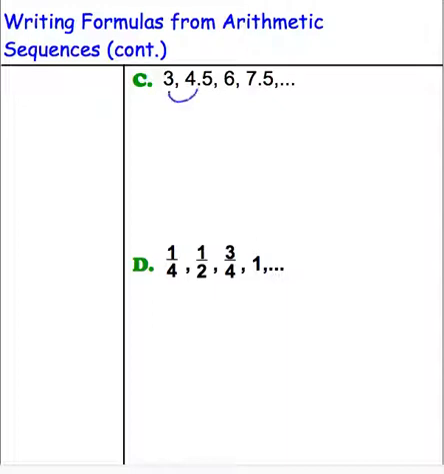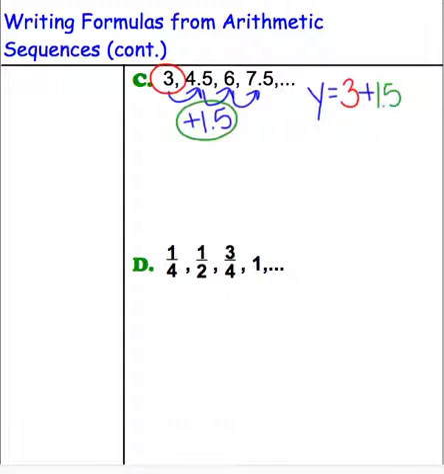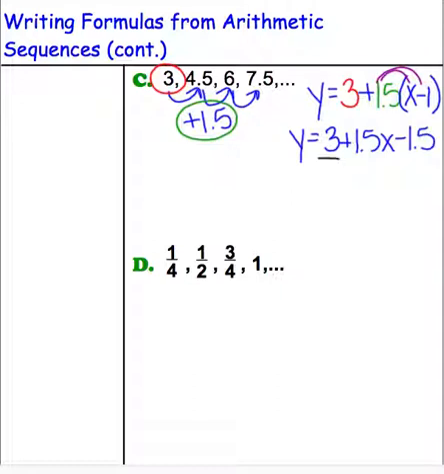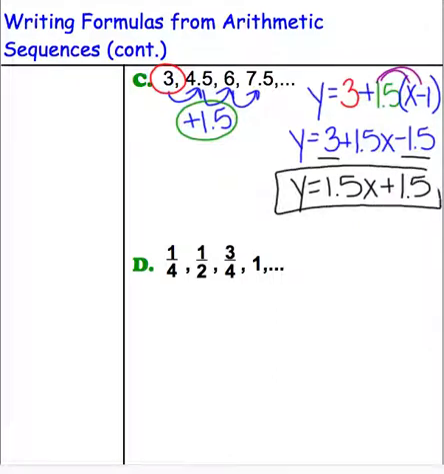When I take a look at the common difference from 3 to 4.5, 4.5 to 6, and 6 to 7.5, I'm adding 1 and 5/10 each time. So when I create my equation, I get y equals that start value of 3 plus the common difference, or the change, which is 1.5, times that value of x minus 1. So then I can simplify by distributing that 1.5, which will then give me y equals 3 plus 1.5x minus 1.5. Finally, I combine my like terms and put in standard form to get y equals 1.5x plus 1.5, because 3 minus 1.5 is 1.5.